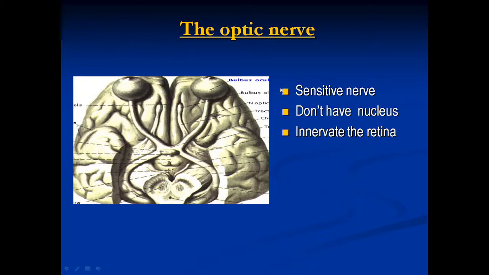Next pair, the optic nerve, the second pair. This is a sensitive nerve, doesn't have a nucleus, innervates the retina of our eye. Innervates the retina. This is the optic nerve.